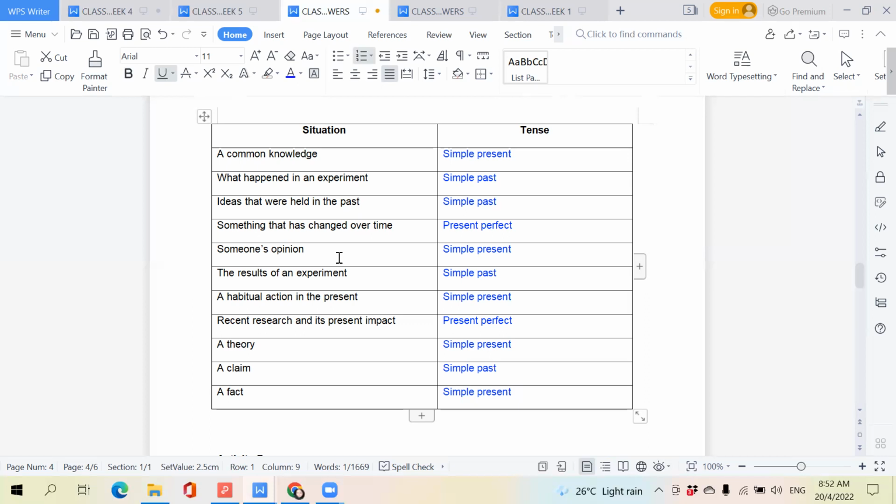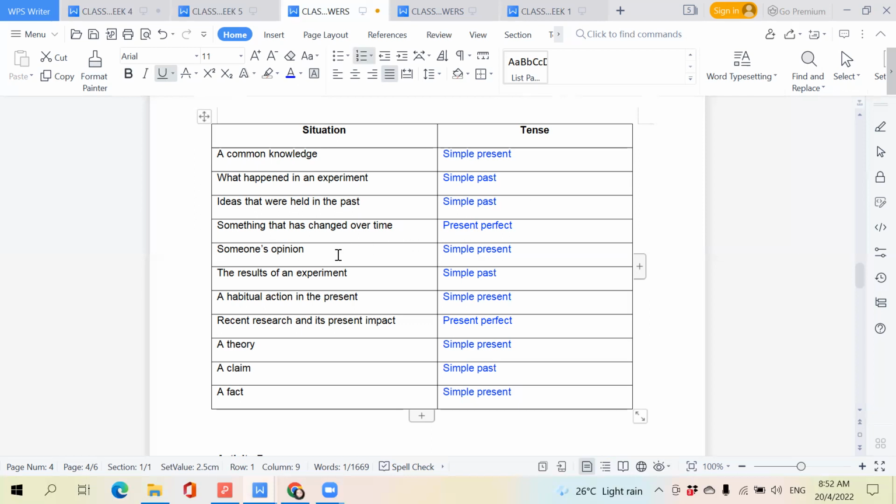Okay, next, someone's opinion. So someone's opinion needs to be simple present tense. Why? Because that idea is valid right there. That person is voicing out the opinion that he believes right there and then. So ini kena guna simple present lah. You tak boleh guna simple past tense. You tak boleh guna future tense or present perfect tense.